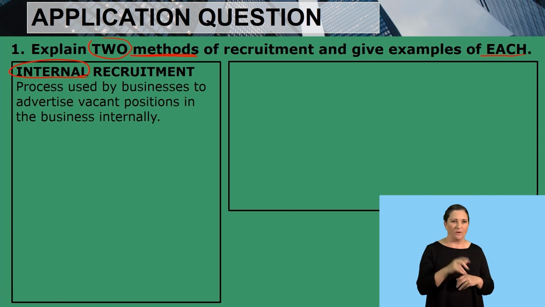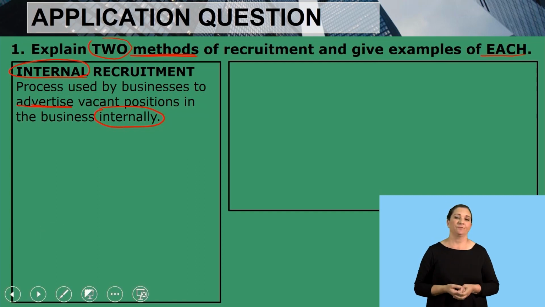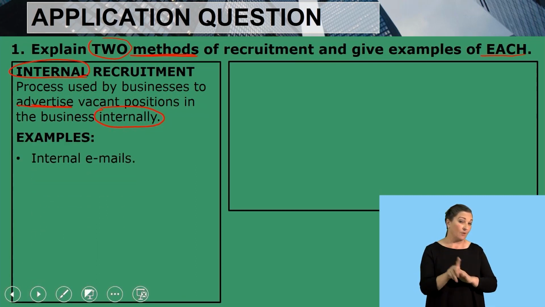Internal recruitment is the process used by businesses to advertise vacant positions of the business internally. Very important to note is that we are looking for candidates that are already inside the business. So we are not going to go outside to search for candidates. We pick from the ones that are already inside the business. Remember that the question wanted us to give examples. So let's look at the examples of internal.